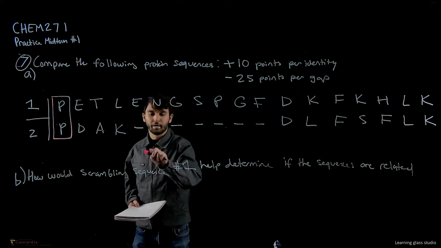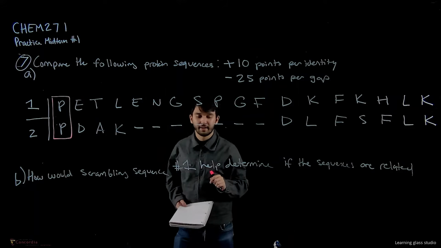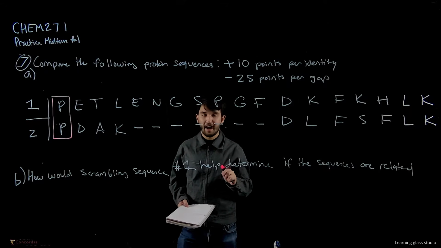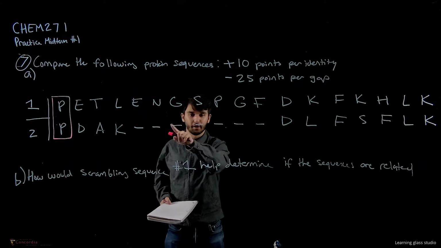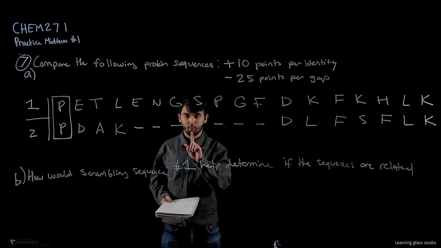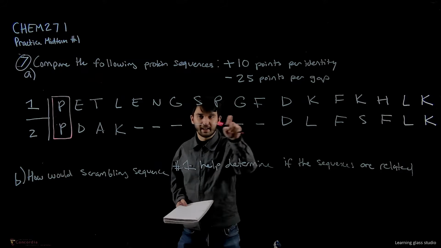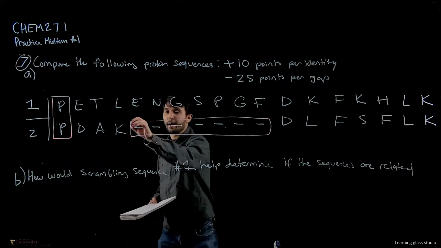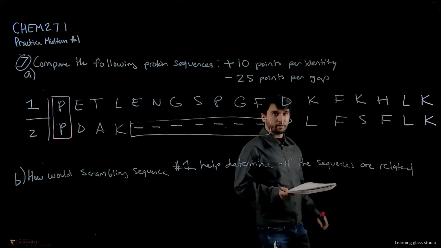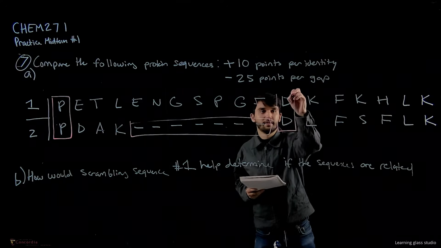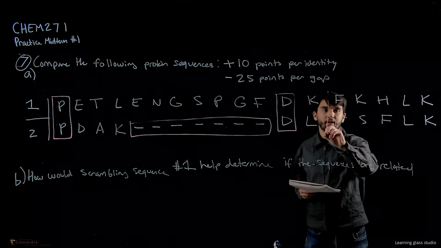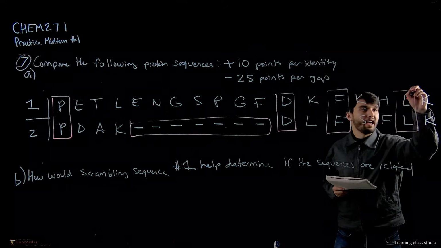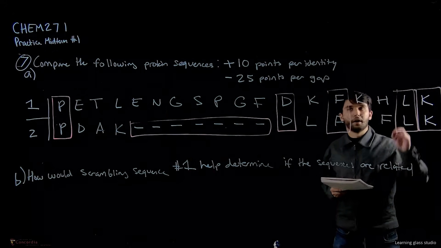notice a gap. So there are 7 amino acids missing here. However, this counts as one continuous gap. This is not 7 gaps because there are 7 amino acids missing. This is one gap because it is one continuous gap. So this counts as one gap, okay? Next up here, we see the D here aligns, the F, the L, and the K, okay?